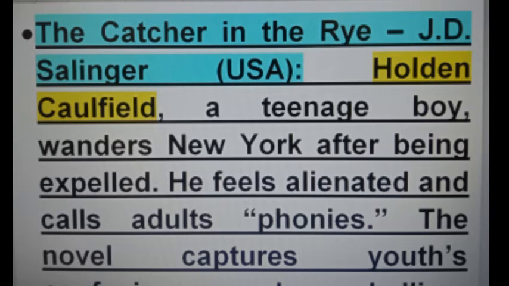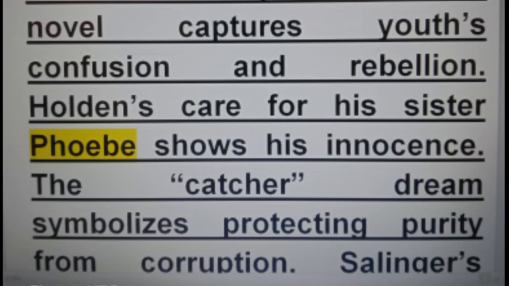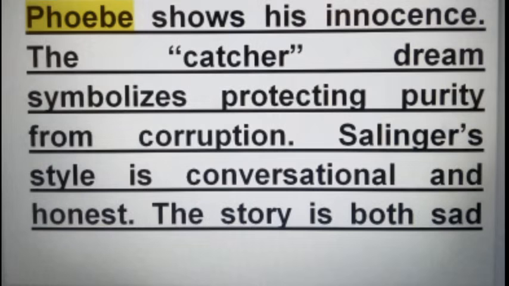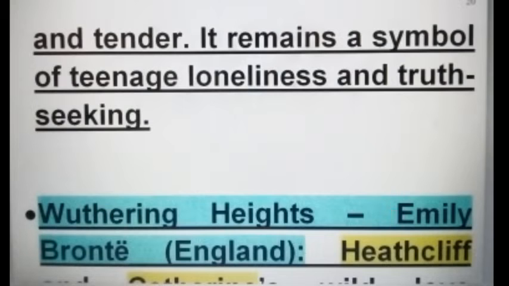The novel captures youth's confusion and rebellion. Holden's care for his sister named Phoebe shows his innocence. The catcher dream symbolizes protecting purity from corruption. Salinger's story is conversational and honest. The story is both sad and tender. It remains a symbol of teenage loneliness and truth-seeking.